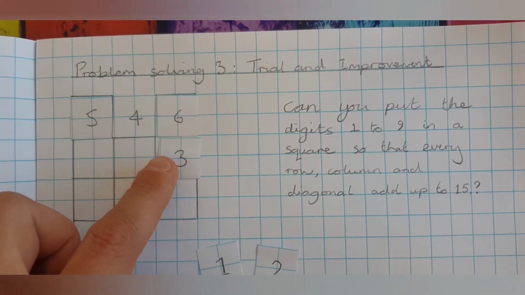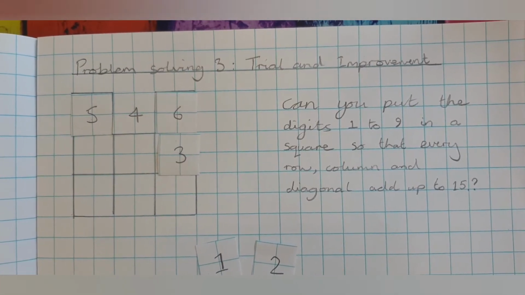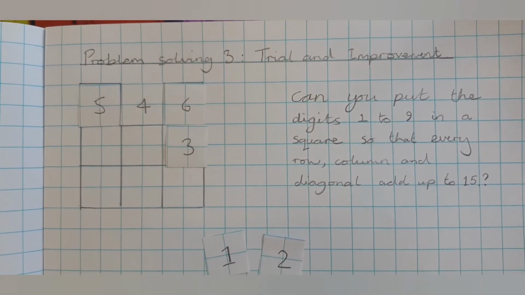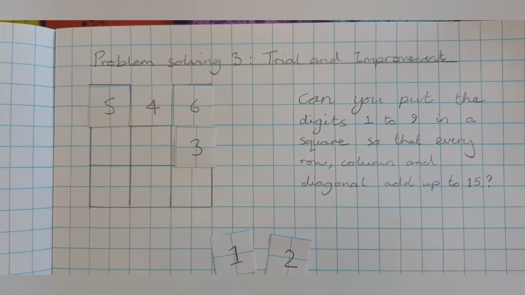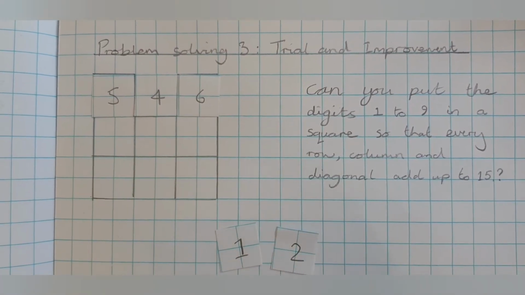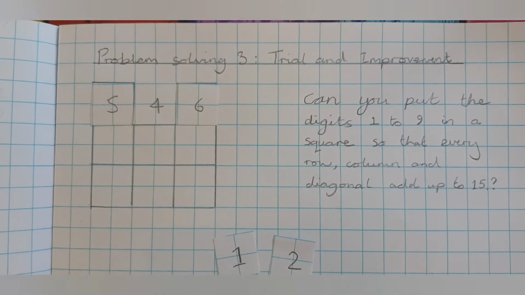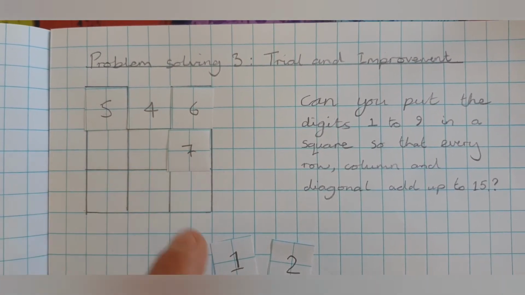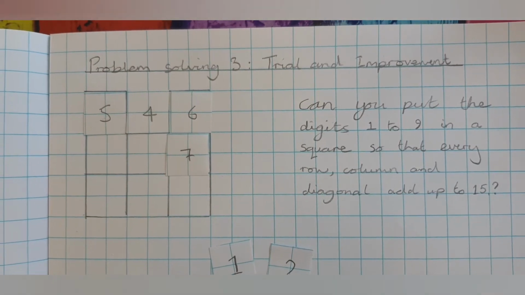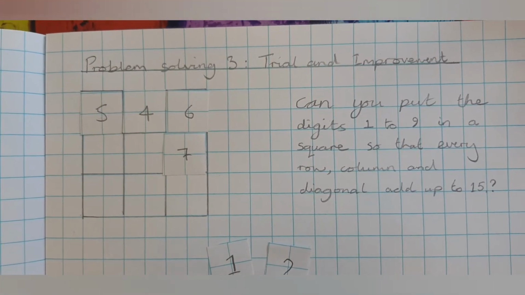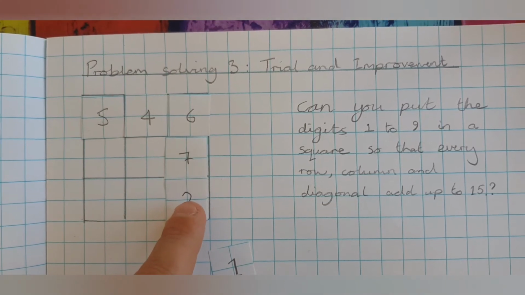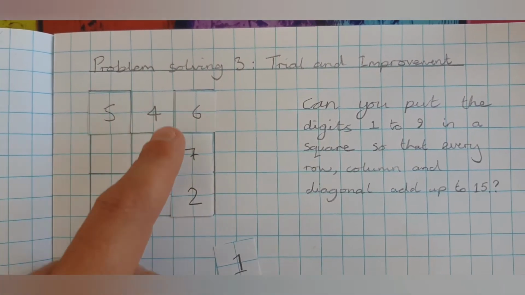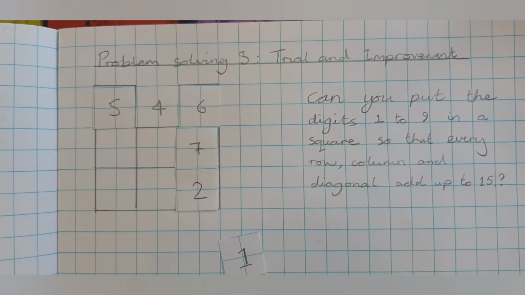3 is 9 again. Oh, so that means I need another 6 to get to 15, so I can't put my 3 there, that's no good. I'm going to put a higher number. I'm going to put a 7. Okay, so 6 and 7, that equals 13. So now I've got a 2, so I can put my 2 there. Okay, so I've got 15 this way, and I've got 15 this way.